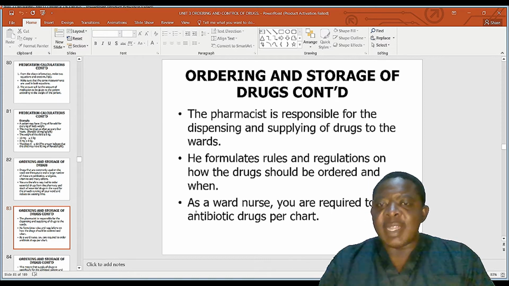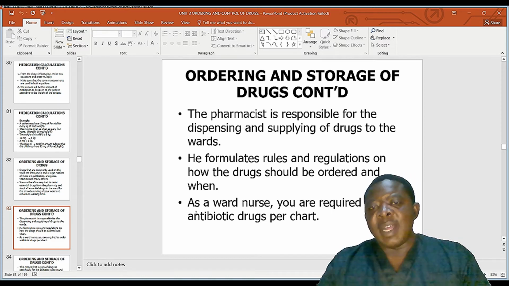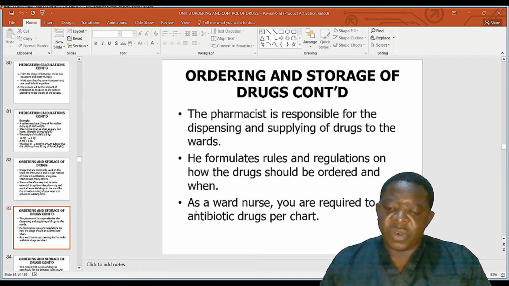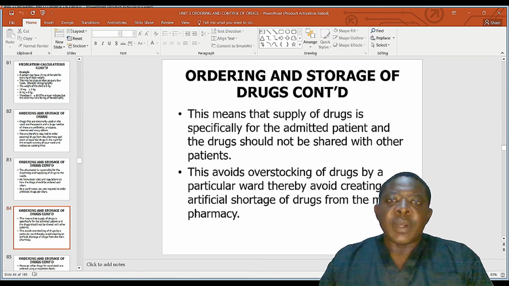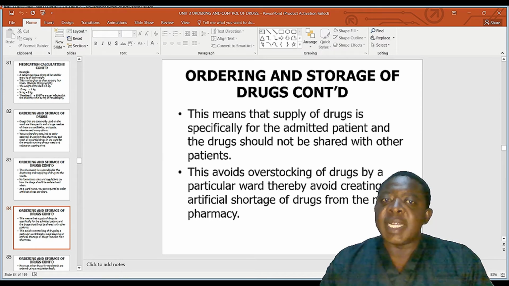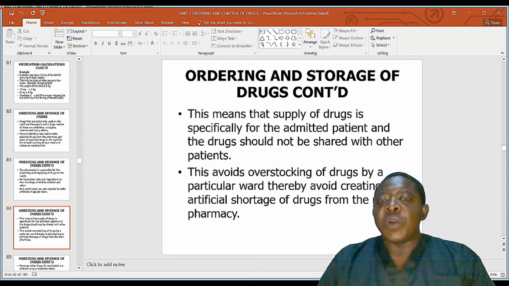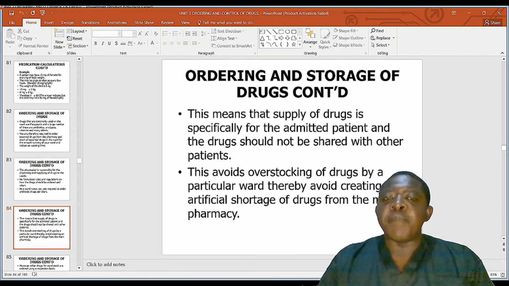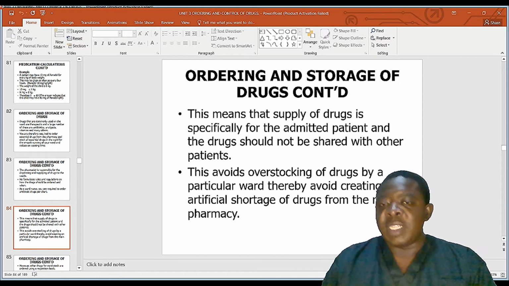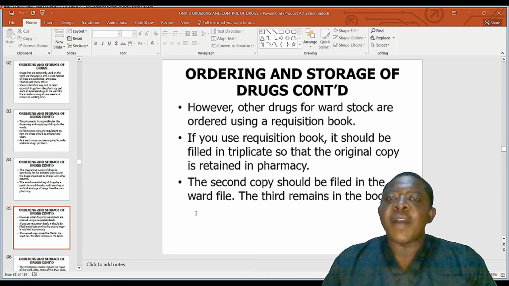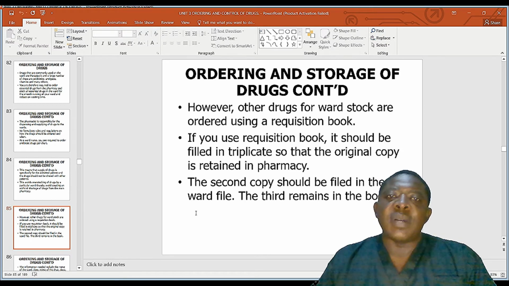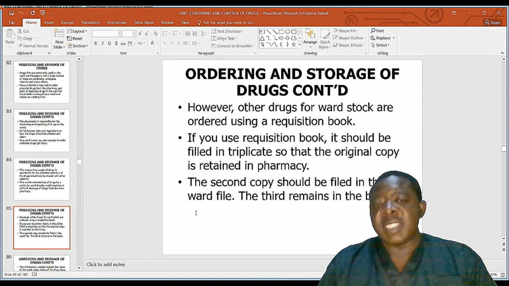As a ward nurse, you are required to order antibiotic drugs per drug chart. This means that the supply of drugs is specifically for the admitted patient and the drugs should not be shared with other patients. This avoids overstocking of drugs by a particular ward, thereby avoiding creating an artificial shortage of drugs from the main pharmacy. However, other drugs for ward stock are ordered using a requisition book.